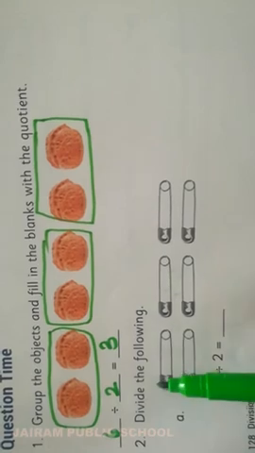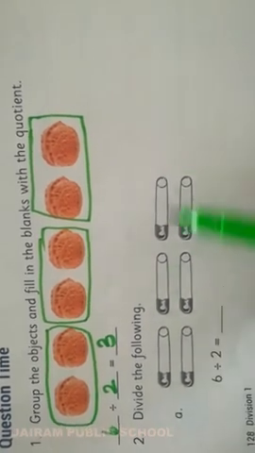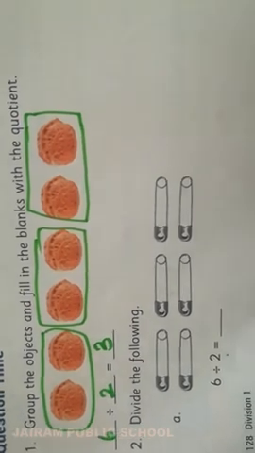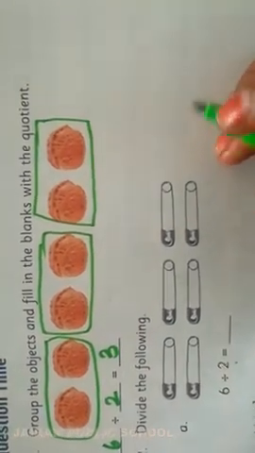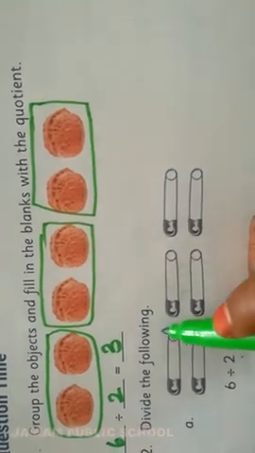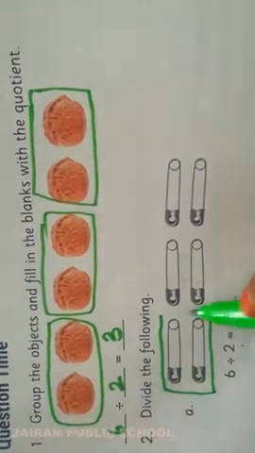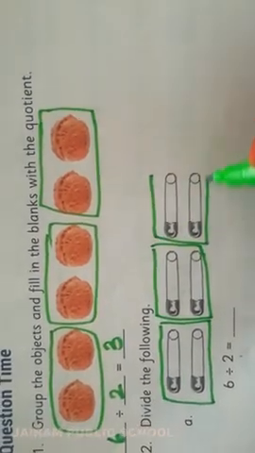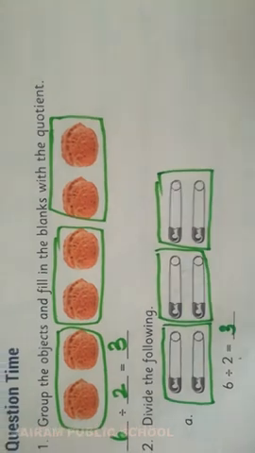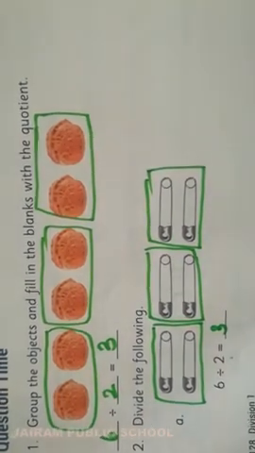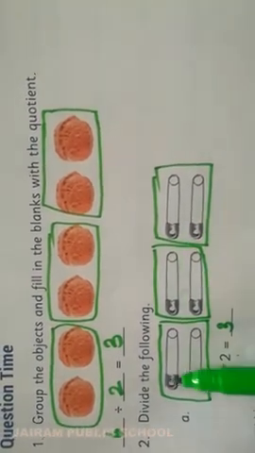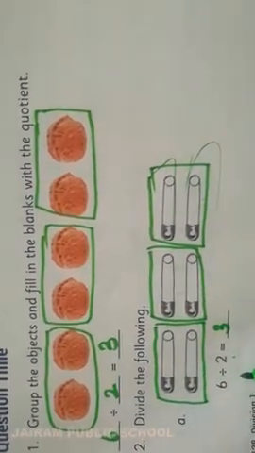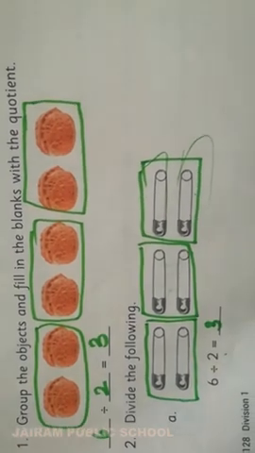Second one, dividing the following, option A. There will be 6 pins. We have to separate 2. 6 divided by 2. If you are doing one type, we will make 2 pins in one group. Then we will get 3 groups. Like that we have to do, or else you can make 2 groups: 1, 2, 3 will be one group, then 1, 2, 3 will be one group. So 6 divided by 2 is equal to 3.